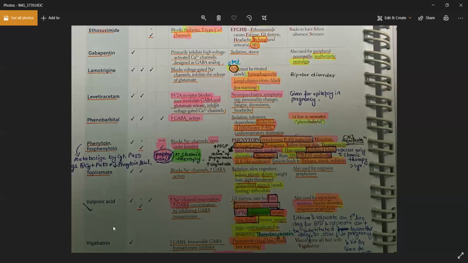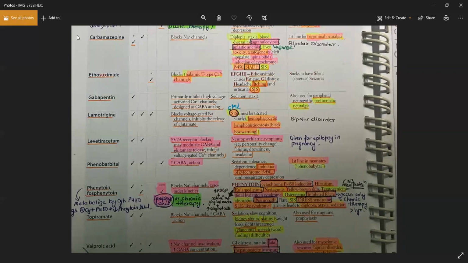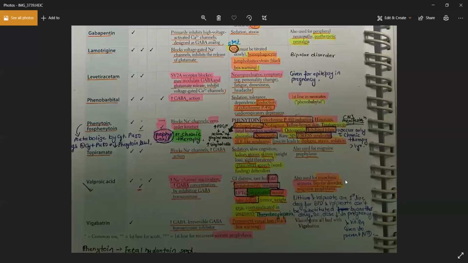So that would be all about the valproic acid, nothing much important. Other uses are important, and these are the myoclonic seizures, the bipolar disorders, and the migraine prophylaxis. For the epilepsy, you can use the carbamazepine, the lamotrigine, and the valproic acid for the bipolar disorder.